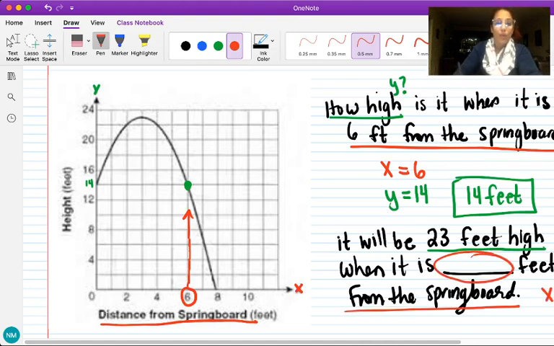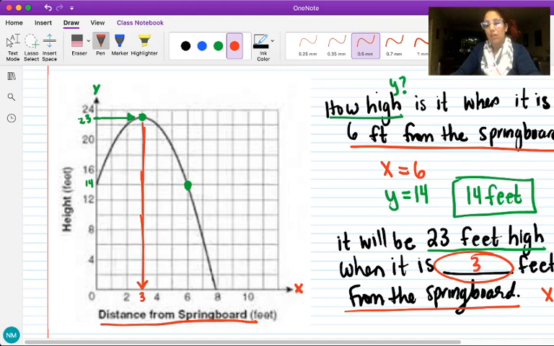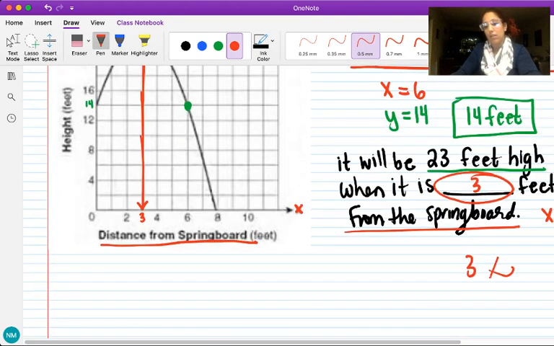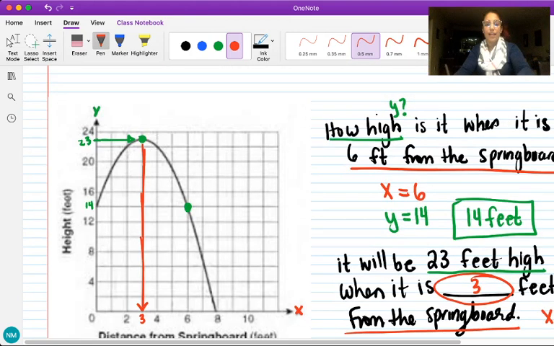So when y is 23, so that's a little bit of a different question now. When y is 23, here's 23, right? Look at where the point is. What is x is what it's asking. Well, x is, what is this number here? It is 3. The answer is 3. When it is 3 feet. This is how you read a graph when it has context.